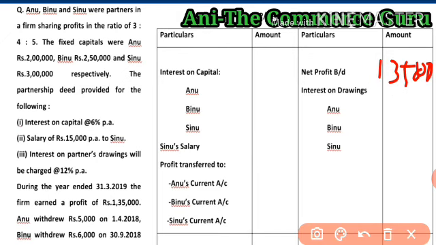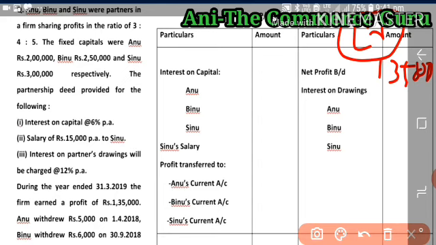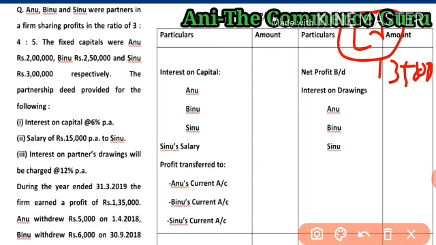1,35,000 we will write on the amount column. Then we know that one more thing on the credit side of P&L appropriation account is there, that is interest on drawing. Interest on drawing we have to calculate separately.